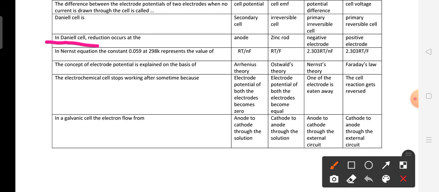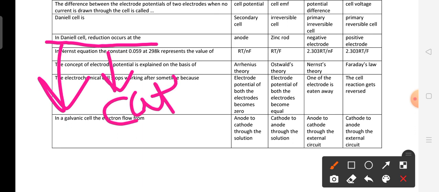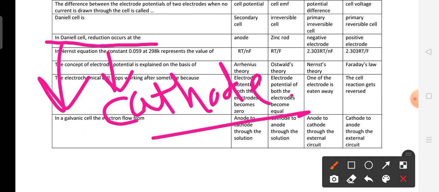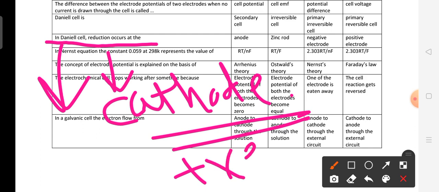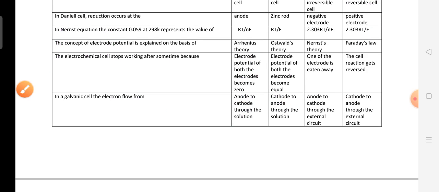Then, in a Daniell cell, the reaction occurs at... We know that the Daniell cell is an example of an electrochemical cell. At the anode, oxidation occurs, and at the cathode, reduction occurs in the electrochemical cell. So the answer to that question is cathode. Cathode means what? Positive electrode. So the answer to that question is option number 4, that is a positive electrode.